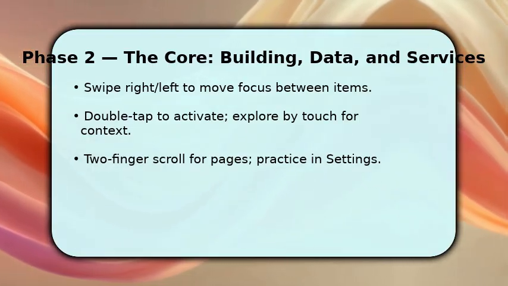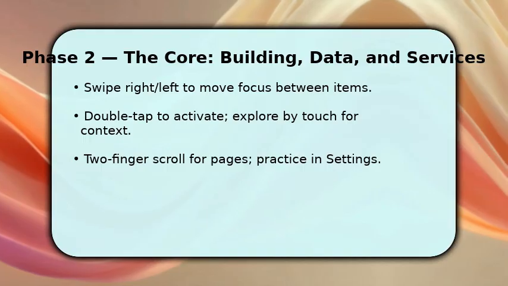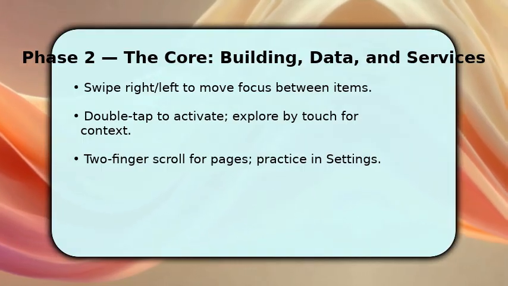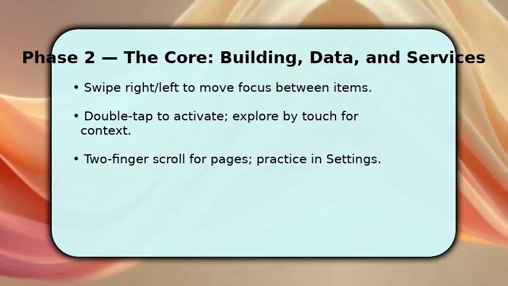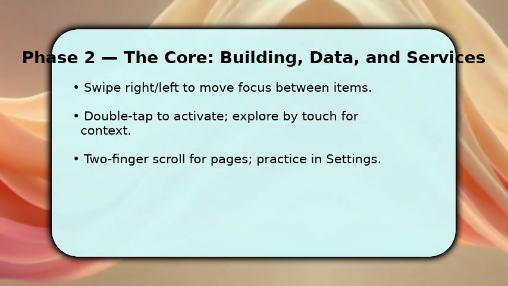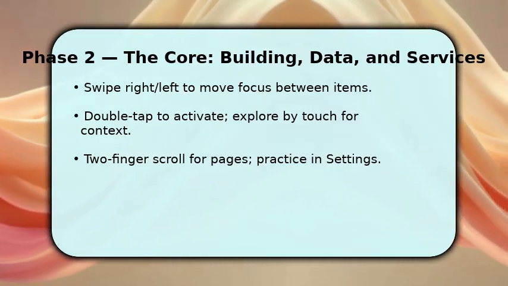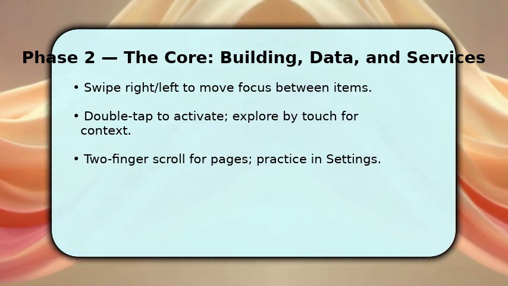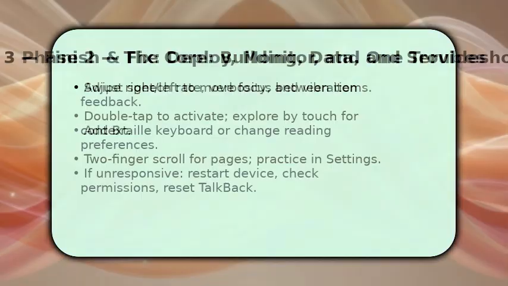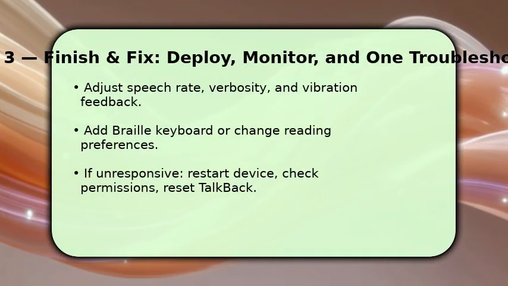Use two-finger scroll to move through long lists or web pages and explore by touch to hear labels before you act. Practice these in settings until the timing and rhythm feel natural. It reduces accidental activations. Finish by customizing Talkback so it fits your workflow and speeds up actions.